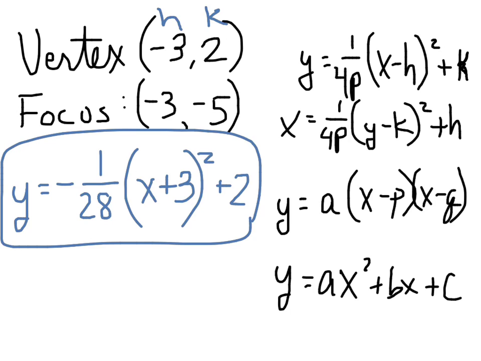Okay? If they give you a vertex and the focus, or vertex and the directrix, or for that matter, the focus and directrix, then you need to use this type of scenario. On number 6, what do they give you? Do they give you a vertex at all? No. Do they give you the intercepts? Yeah. So then we have to use intercepts form.